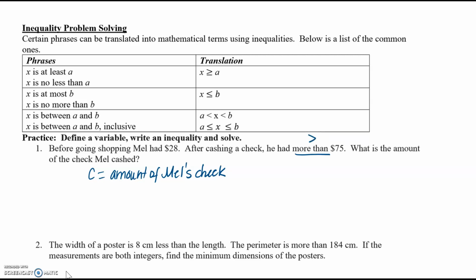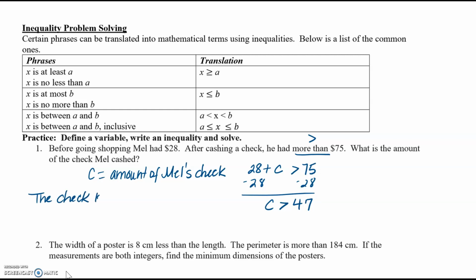All right, so we have the $28 that Mel had plus the amount of the check he cashed is going to be more than $75. Then we're just going to solve it in terms of C. And when we do, C is greater than $47. So what is the amount of the check Mel cashed? We know that the check is for more than $47.